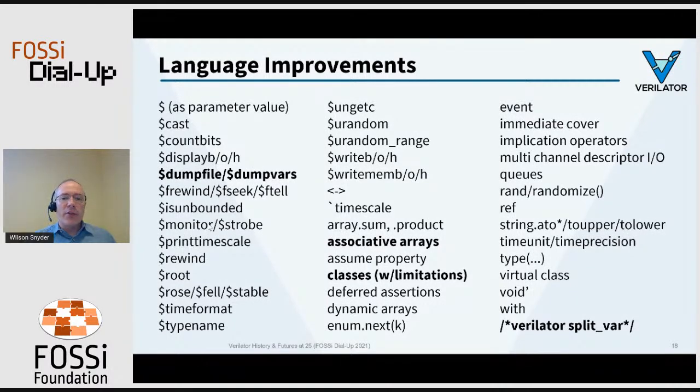From the language side, again, a huge number of improvements, a lot of system calls, dump file and dump vars we mentioned. We added associative arrays. We've recently added classes, although we're not done supporting classes yet, so there's a lot of things that are still not supported with classes. We also added the ability to split variables, so Verilator split var. One of the certain annoyances of Verilator is it requires a static analysis and static ordering of the code, so sometimes it gives you an unoptflat warning. By putting a Verilator split var in a place that Verilator itself recommends, you can then get around those warnings.